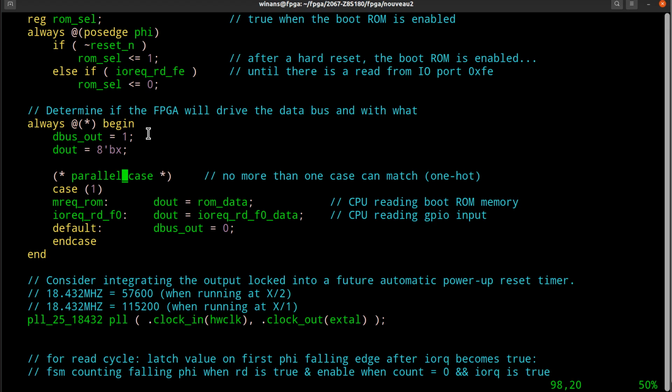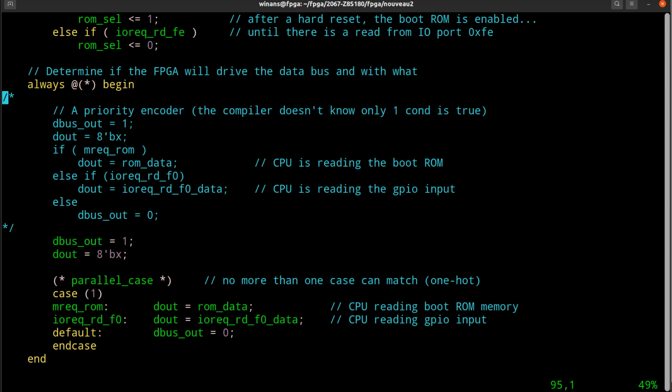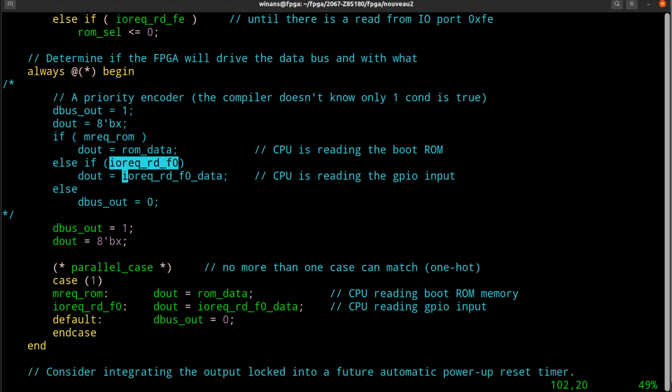Look what happens here and what I deleted in that if-then-else up here, all right? Let's go back and look at this thing, which is what we call a priority encoder design. What has to happen in here is the compiler has to build a circuit that says if the ROM is enabled, then put the ROM data on the data bus. Else, if I'm reading data from this port number F0, put the F0 port data on the data bus, which is how the CPU reads like the SD card bits and stuff like that in this particular design.